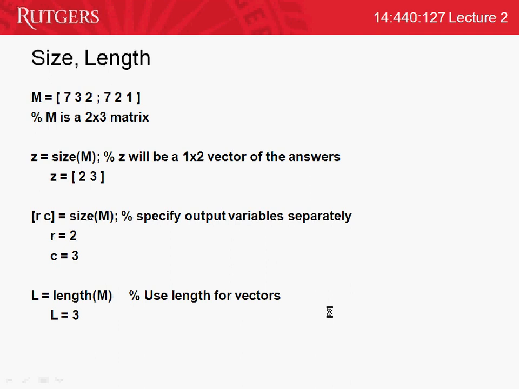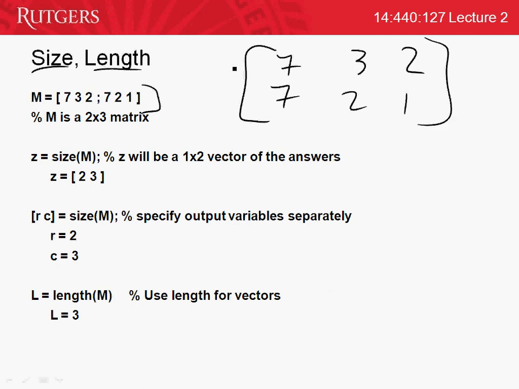So there's something important we need to find out often about matrices and vectors, how big they are. And there's two relevant functions, the size and the length. In all of the following examples on this slide, I'm going to be referring to this matrix M I create here. It's 7, 3, 2. Go to the next row. 7, 2, 1. Okay, so it has 2 rows, 1, 2, and 3 columns, 1, 2, 3. Right? So it's 2 rows by 3 columns.